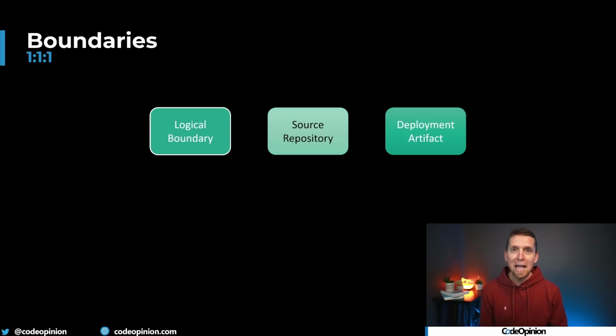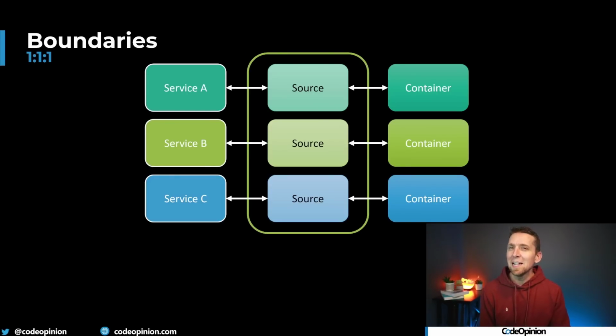But all of a sudden we had a one-to-one-to-one. We defined some logical boundary that we wrote code for separately in its own repository, and then built that and turned it into some deployment artifact. Now you may be thinking, well, that's not exactly it because we use a monorepo. Okay, fair enough. You have multiple different logical boundaries, these services. They all live within the same monorepo, the same source repository, but you're still building those logical boundaries into some physical deployable unit, let's say a container.